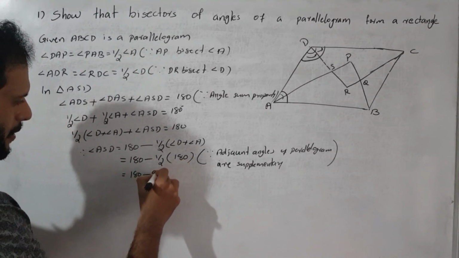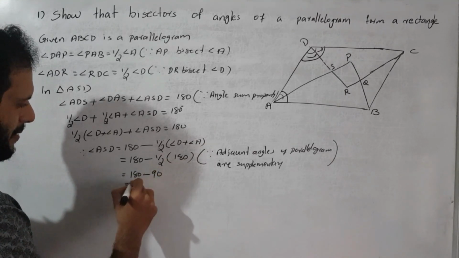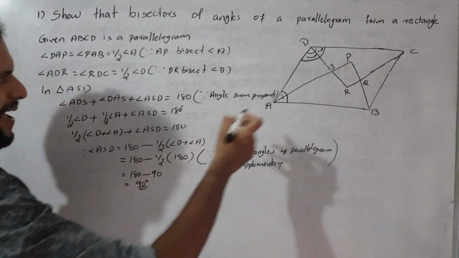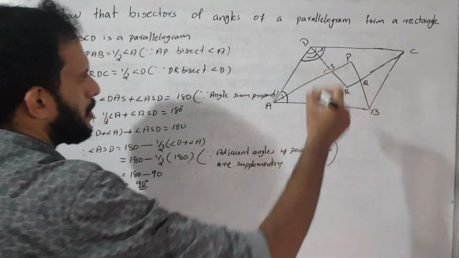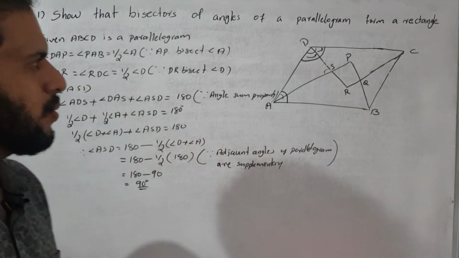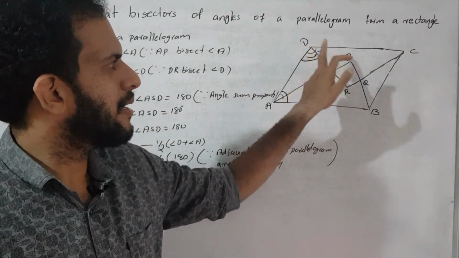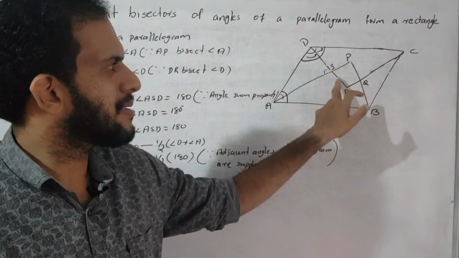That one is 90. Then 180 minus 90 is equal to 90 degree. So we got it, angle ASD, this angle measurement is equal to 90 degree. So the same idea, angle ASD is equal to 90 degree. Then what is angle PSR?